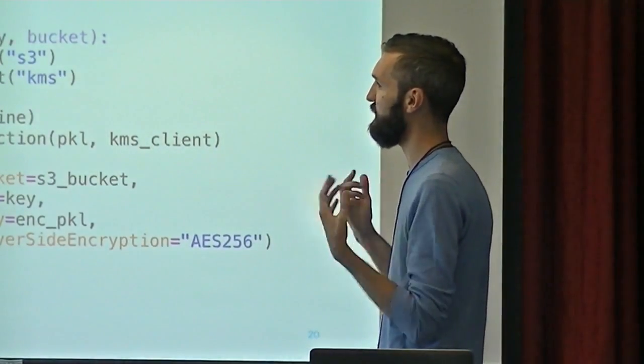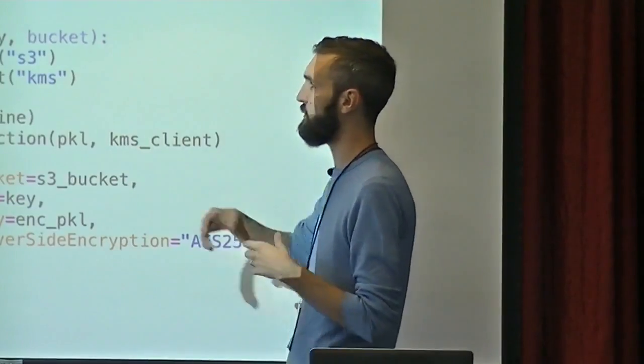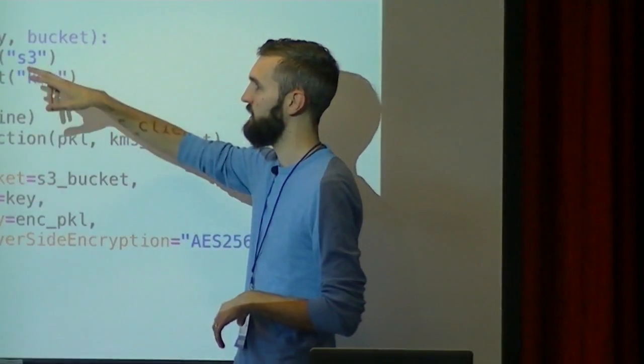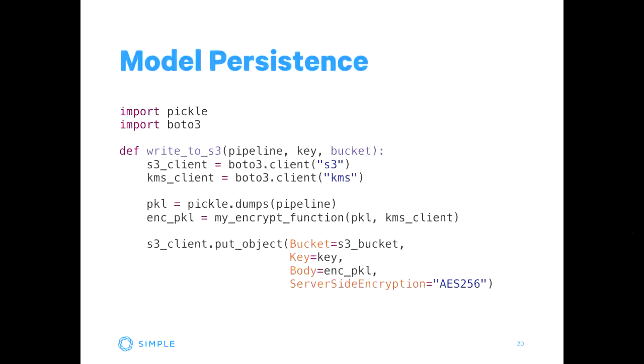In our case, we're using Pickle, and the place that we're doing this, we're all in Amazon Web Services, so S3 is the object store in AWS. So we're creating an S3 client. KMS is Amazon's key management service. So what we're doing here is we're dumping our pipeline object to a Pickle file. We're then encrypting that Pickle file, and we're putting that object to S3.